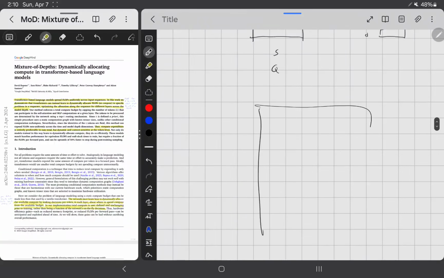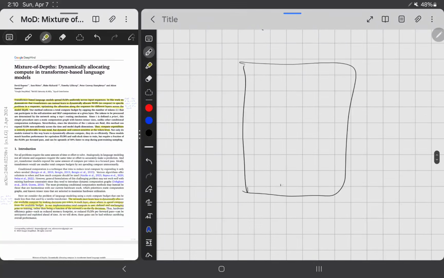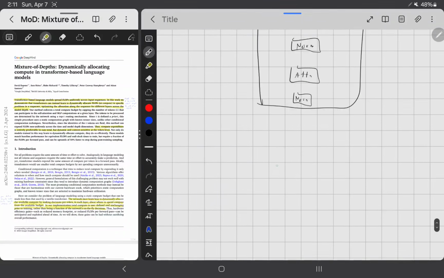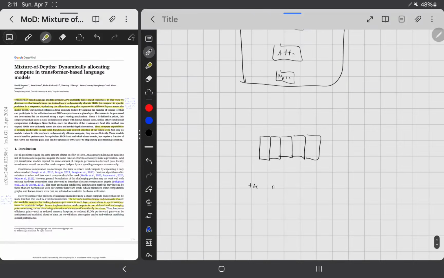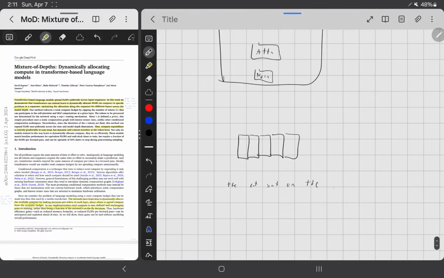So in your normal transformer, you have your norm, if you're using pre-norm, and then you have your attention, and then you have another norm, again if you're using pre-norm, and then you have a feed-forward layer. And these two operations are expensive, and the idea is if we have a set of tokens, maybe like the cat sat, I'm not creative, the cat sat on the mat.